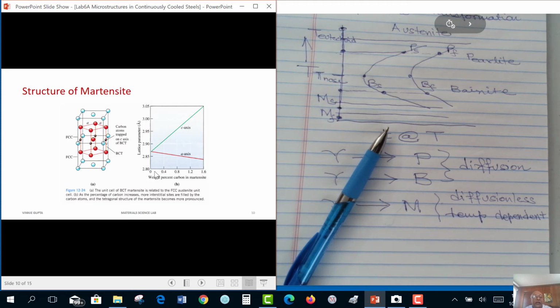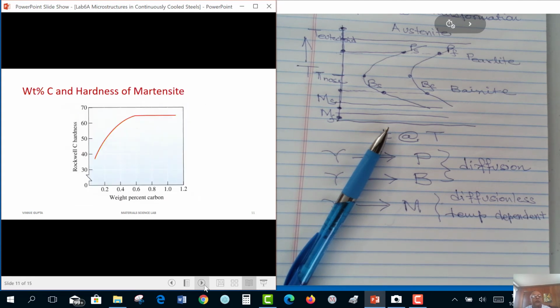I'm not going to go into detail, but let's look. As we increase the percent carbon, the size of A decreases, whereas the size of C increases. There is more and more distortion.